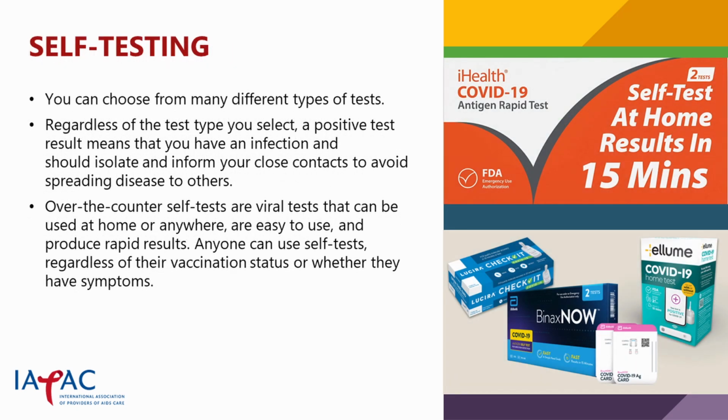Now, there are 2 different kinds of tests that you can choose when testing for COVID-19, when you're self-testing. Regardless of the test type you select, a positive test result means that you have an active infection and should isolate and inform your close contacts to avoid spreading the disease to others. Over-the-counter self-tests are viral tests that can be used at home or anywhere, are easy to use, and produce rapid results. Anyone can use self-tests, regardless of their vaccination status or regardless of whether they have symptoms or not.